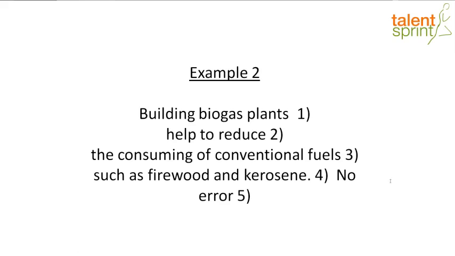Example 2. Building biogas plants help to reduce the consuming of conventional fuels such as firewood and kerosene. Alright. So again, let's apply the same strategy. We go part by part. Building biogas plants. Again, building, verb plus ing is a gerund. It's functioning like a noun. Building biogas plants help to reduce what?